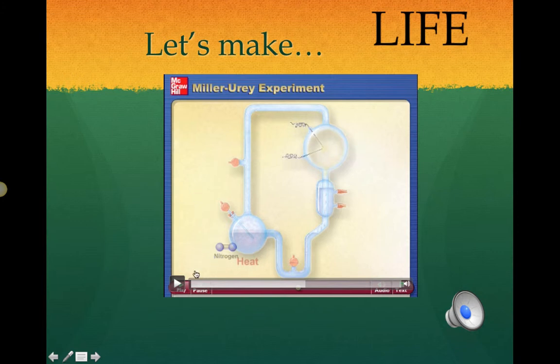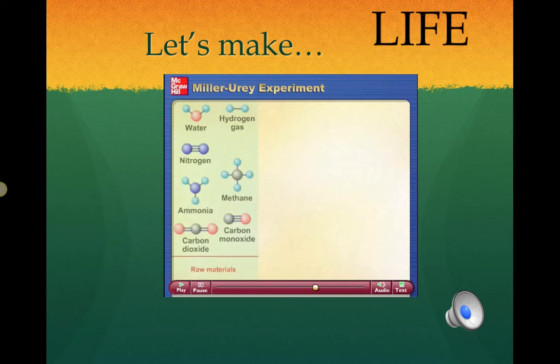This mixture was then heated to evaporate water, which produced water vapor. Furthermore, electric sparks were passed through the mixture of water vapor and the gases, which as a result simulated lightning. This apparatus simulated the possible conditions of the early Earth.